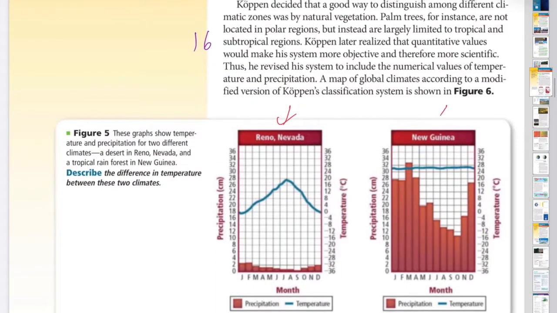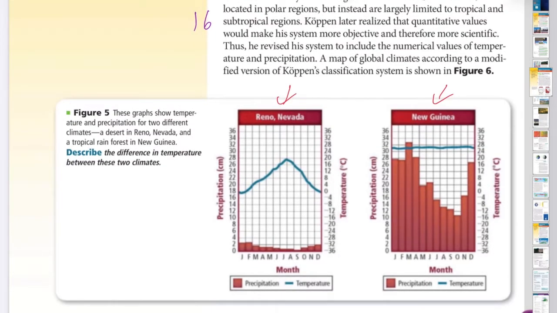So this is our rainforest in New Guinea. If we look at our legend down here, the red bars across the bottom, that's precipitation. Just like this is precipitation here. And then this area here is your average temperature, the line going up this way, or the line going straight across here. So that's our temperature.